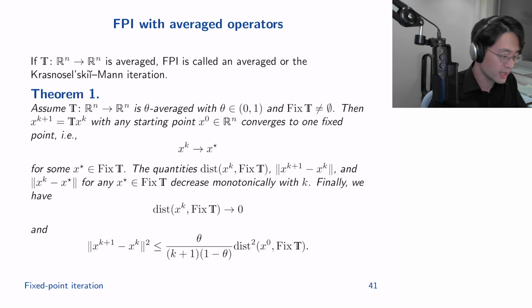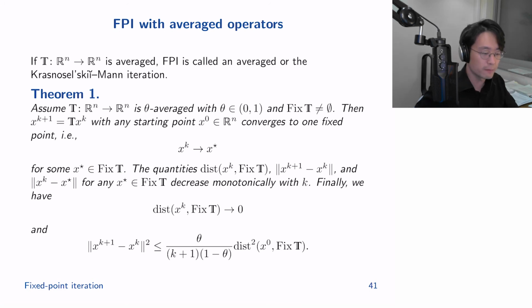Theorem 1 states that, assume an operator T is theta averaged, with theta being between 0 and 1, and we assume that a fixed point exists. We don't prove that a fixed point exists, we'll just assume that a fixed point exists. Then the fixed point iteration with any starting point x0 converges to a fixed point. So in other words, the iterates xk converge to a limit x star, and this limit x star is a fixed point of the operator.